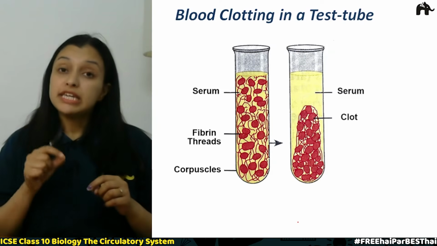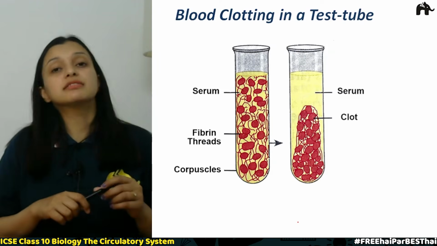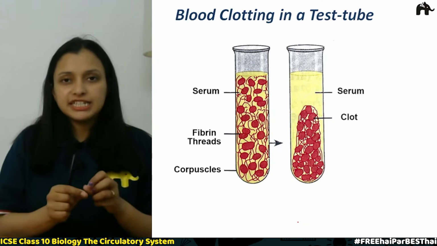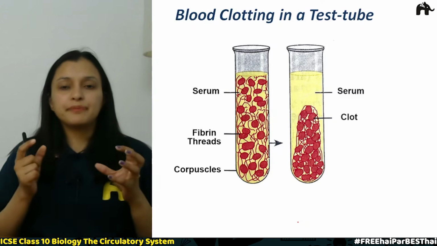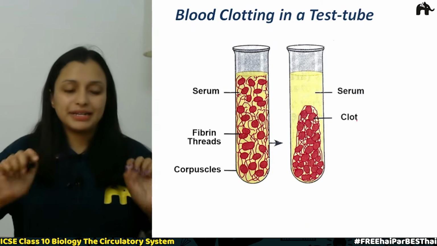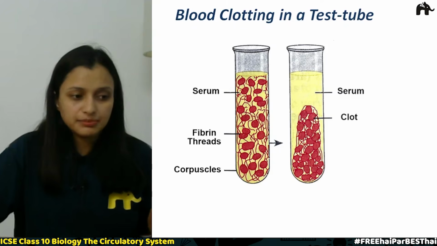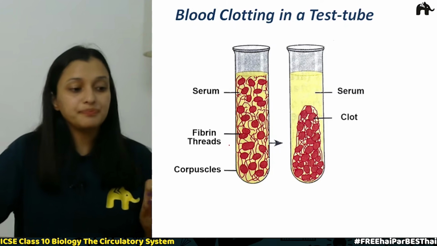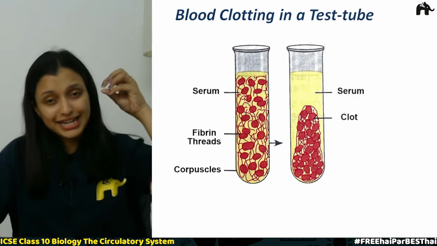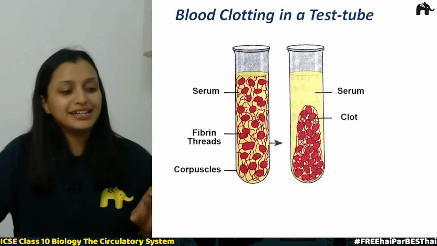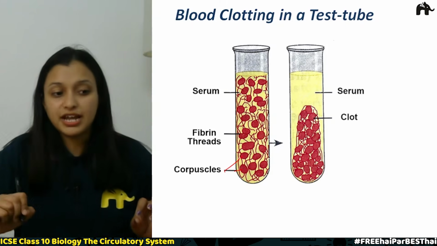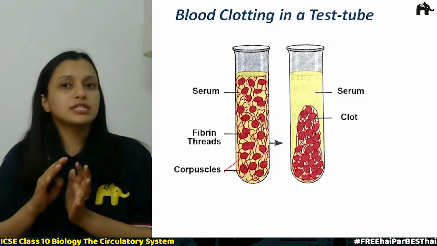Blood clotting is even possible inside a small test tube. If we take out the blood and put it in a test tube, after some time what you will observe is that the serum and clot have separated. This is the serum, the yellow portion is the serum, right? These are the fibrin threads. If you get into the depth of the blood, these are the different types of cells which are present, right? So you keep it for some time.